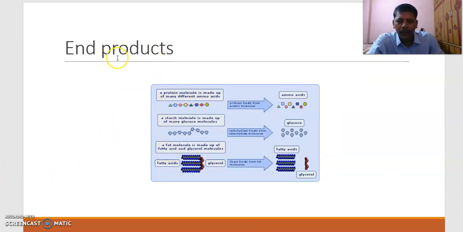If you look here, observe the end products. Proteins are converted to amino acids finally, and starch, a polysaccharide, is converted to monosaccharide as glucose, and fats are converted to fatty acids and glycerol. These are the end products of digestion of bio-macromolecules. Finally, the bio-macromolecules are converted to simple diffusible, absorbable forms. That is the purpose of digestion: to convert the complex molecules present in the food into simpler forms. With this, digestion is completed. The digestion is completed in the small intestine, and no digestion takes place in the large intestine.